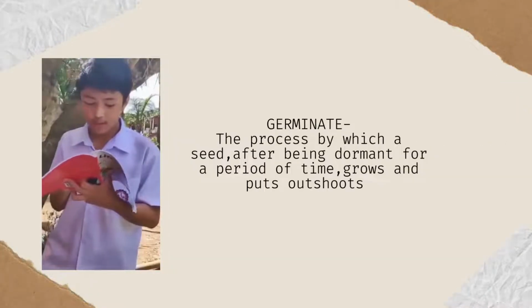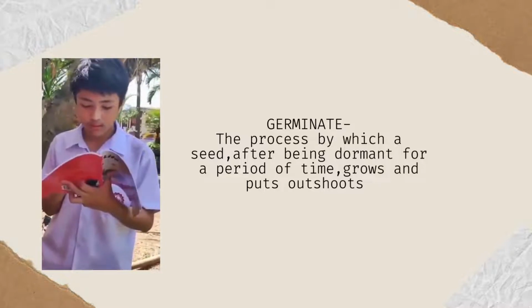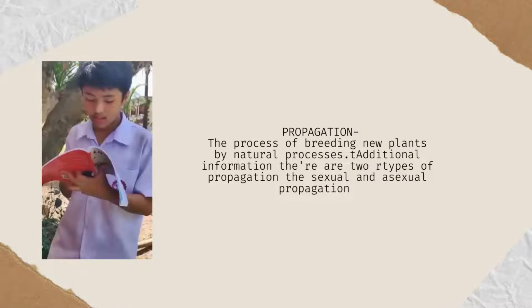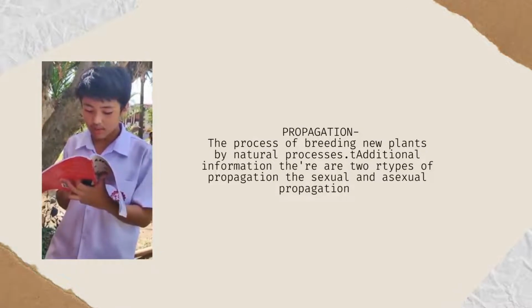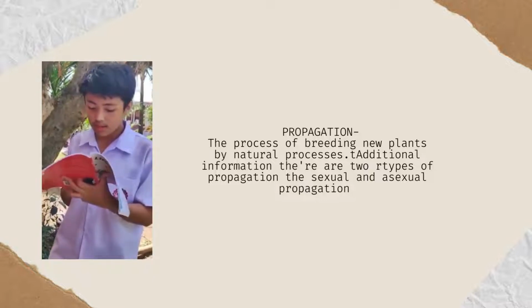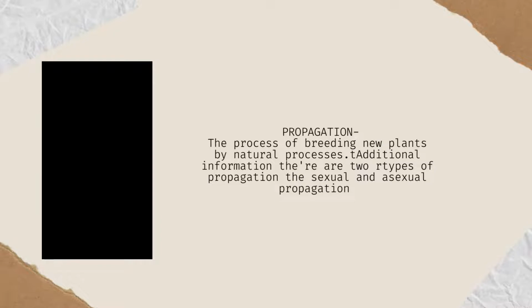Germinate: the process by which a seed, after being dormant for a period of time, grows and puts out shoots. Propagation: the process of breeding new plants by natural process. Additional information: there are two types of propagation, sexual and asexual propagation.